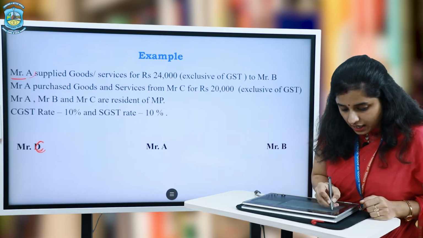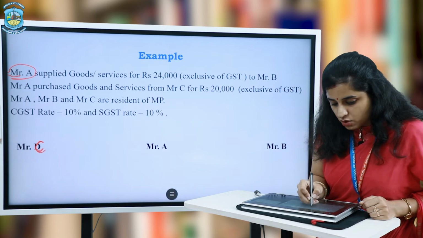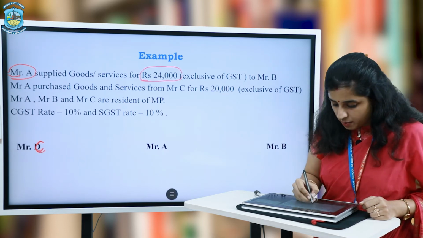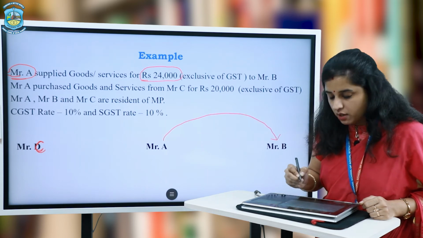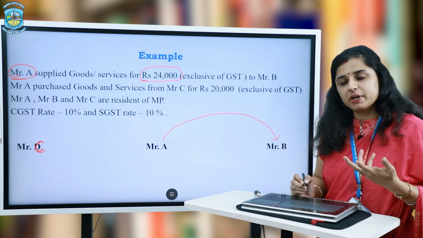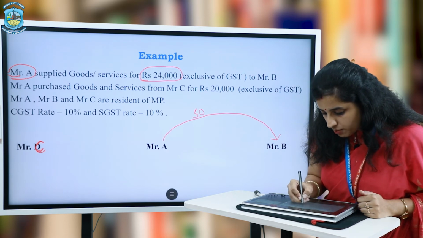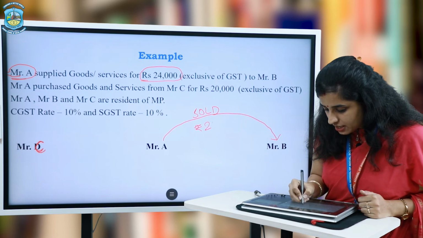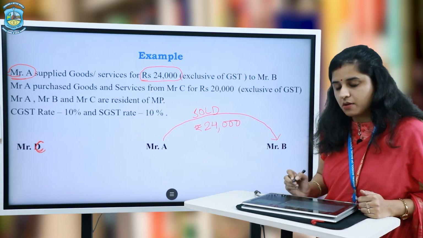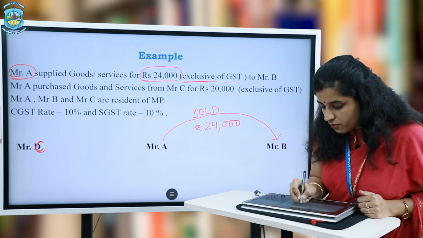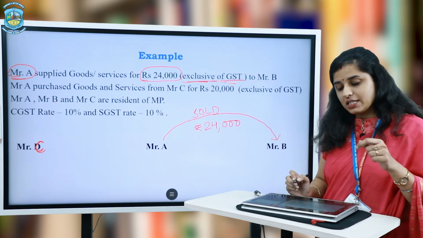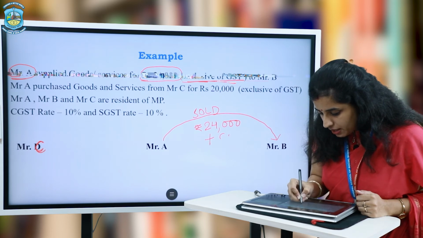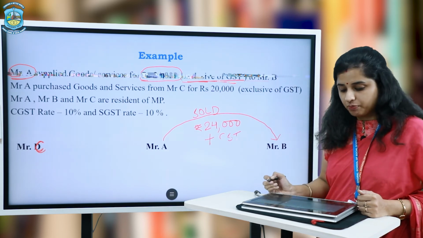So, Mr. A supplied some goods or services for rupees 24,000 to Mr. B. Mr. A did what? He has sold. In GST, supply means selling and purchasing. So, he has sold some goods to Mr. B and the value of goods is rupees 24,000. The value is given exclusive of GST. That means GST is not included in this amount. So, we will write plus the amount of GST.